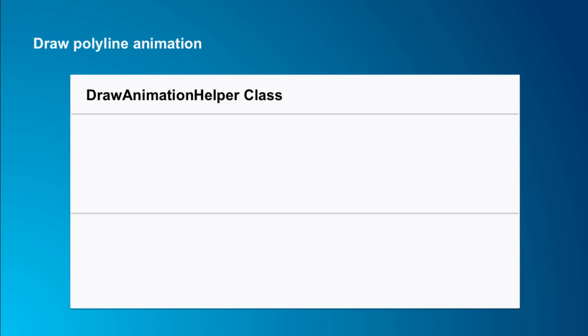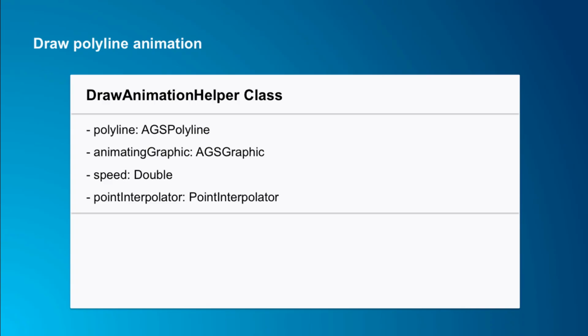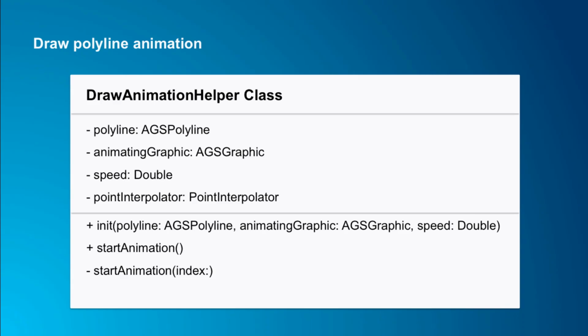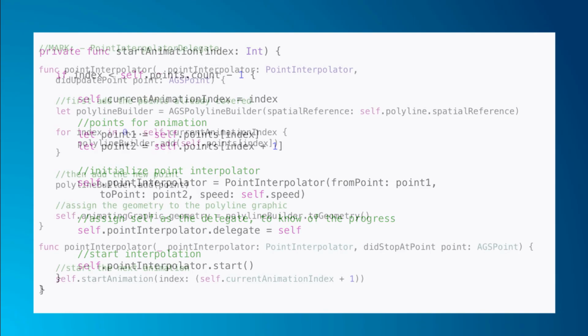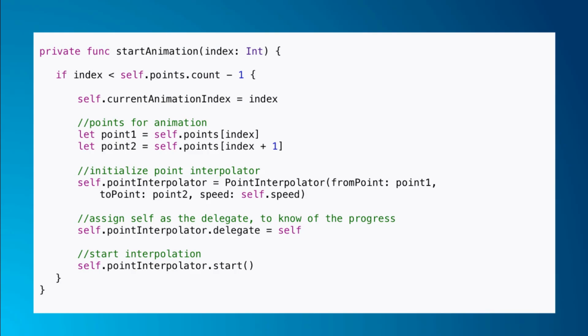For chaining the animation, in this case, I have a helper class called Draw Animation Helper Class, whose interface is pretty similar to the AnimatedLongPath Helper Class, but there's a slight difference in the implementation only. If you look at the interface, it has a polyline animating graphic that will be updated. It has the speed and the interpolator. It has the same start animation method you'll be calling, and then the stop animation if you want to stop the animation. The start animation and turn method is the same. It's just getting 2 points, point 1 and point 2, for the segment of the animation, initializing the interpolator, setting the delegate, and starting the animation.